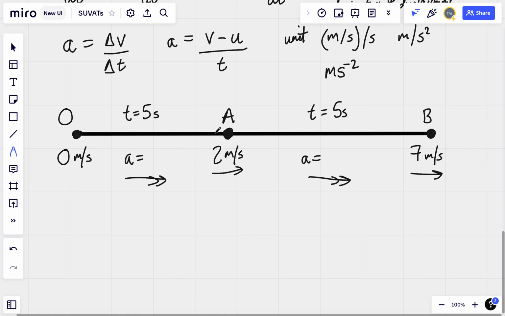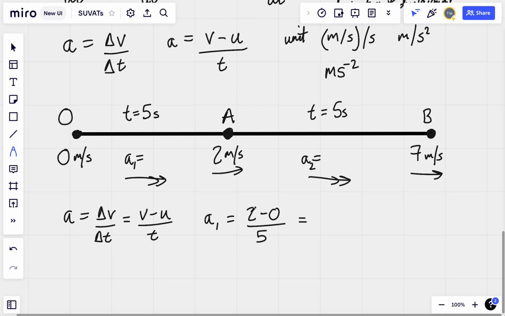So the acceleration from O to A, remember the acceleration is change in velocity over change in time, which we use as v minus u over t. So for this one, which I'm going to call a1, equals 2 minus 0 divided by 5. 2 minus 0 divided by 5 simplifies to 2 over 5. So 2/5 is 0.4. Okay, so for this section, we have 0.4.